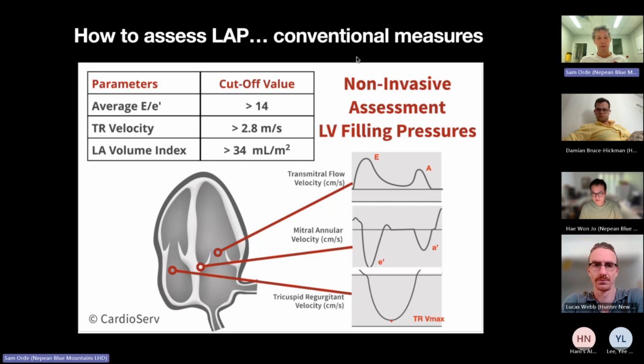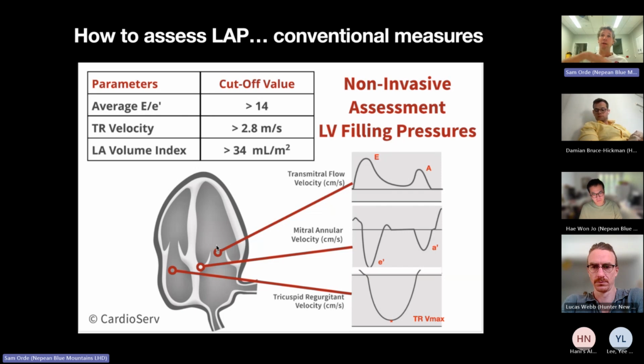Let me crack on if that's cool. Because we're doing this for people who are just starting off, forgive me if I'm teaching everyone stuff that they know, but I think it's really important as people are starting off to remember some of the measures that I'm talking about. So the conventional measures for measuring left atrial pressure include, first and foremost, putting a pulse wave Doppler box at the tip of the mitral valve leaflets in the apical 4-chamber view.